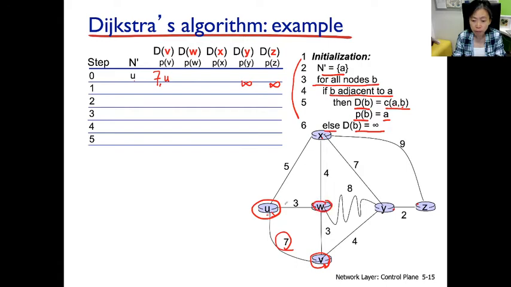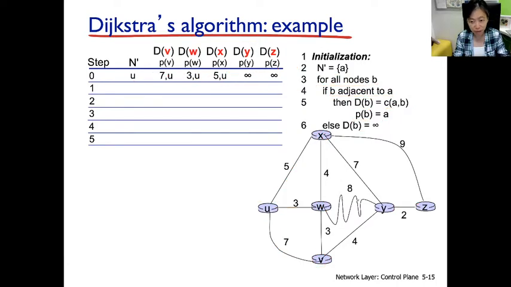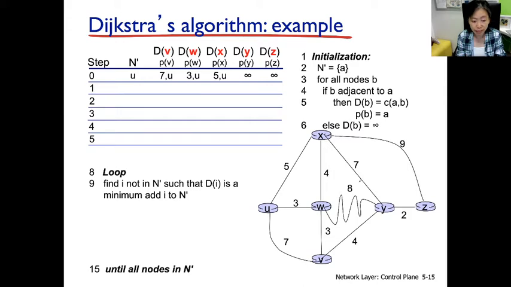For W, link cost being 3, so 3 here, predecessor again U. For X, link cost being 5 and predecessor U. And yeah, 7U, 3U, 5U, infinite, infinite. So we just finished the initialization phase of the Dijkstra algorithm on the example. Now, entering the looping phase.